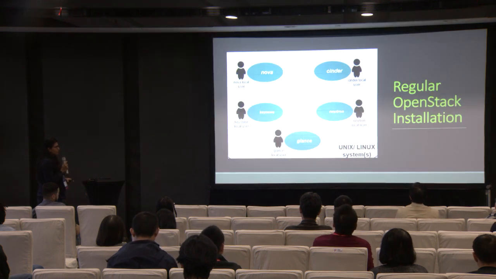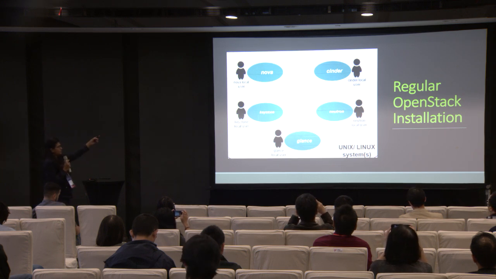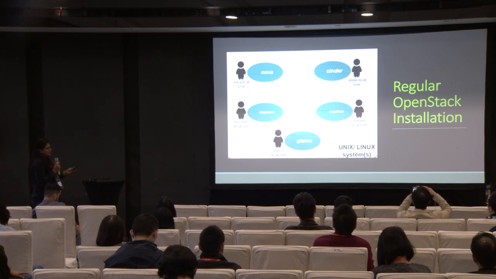So this is how a regular OpenStack installation looks. It's a very simple diagram. If you imagine one instance of OpenStack with Nova, Keystone, Glance, Neutron, and Cinder, you have a local user, and the service runs, and the service goes about doing things with sudo.